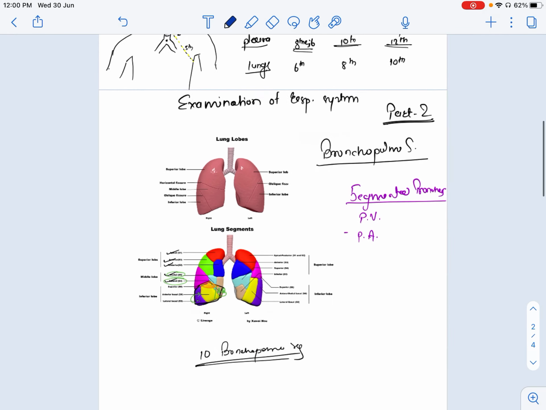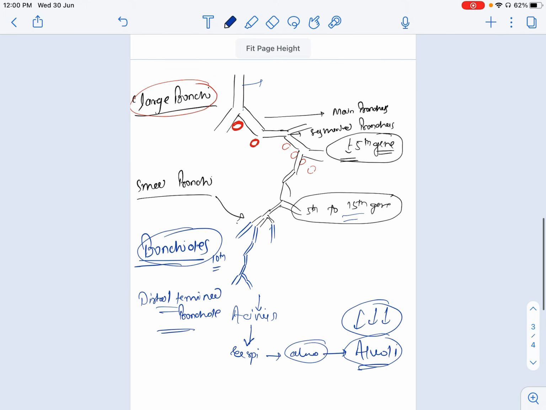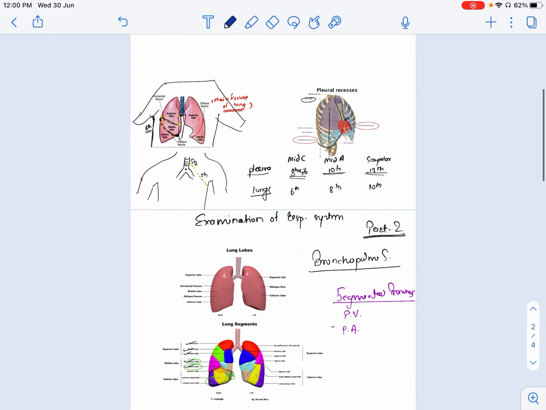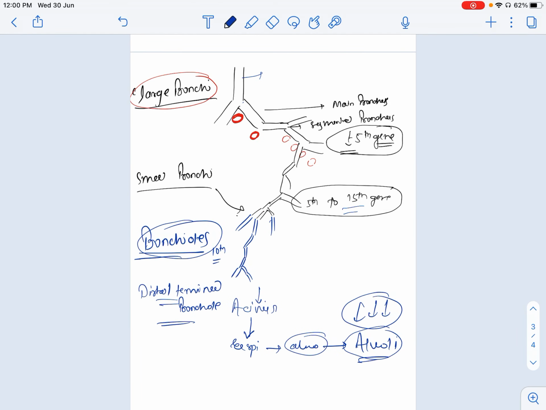So in part 2, we have covered the bronchopulmonary segments, 10 on each side, and the branching of the airways. These are things which are asked in your medicine viva, and they are important and have some clinical relevance. That is why we have covered this.